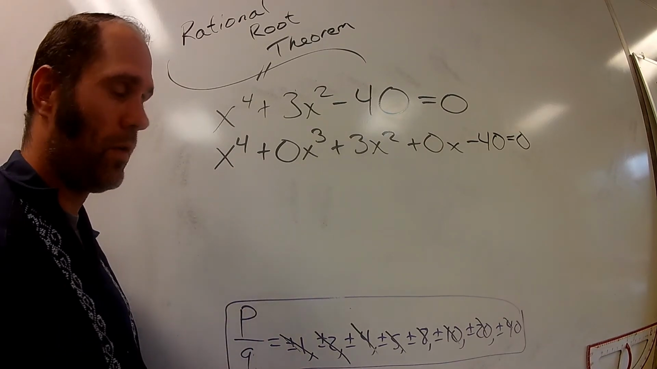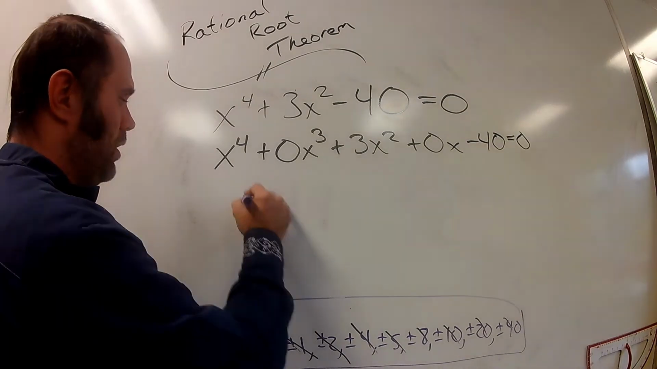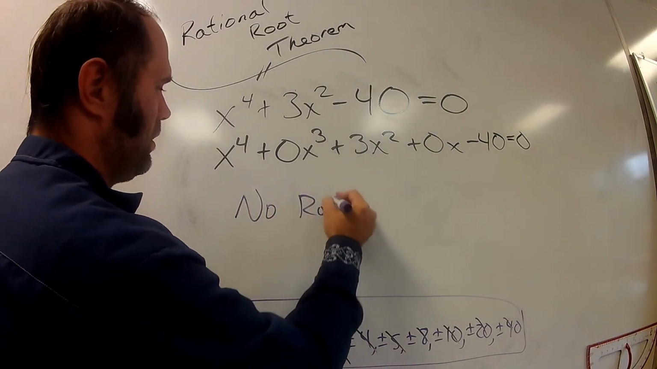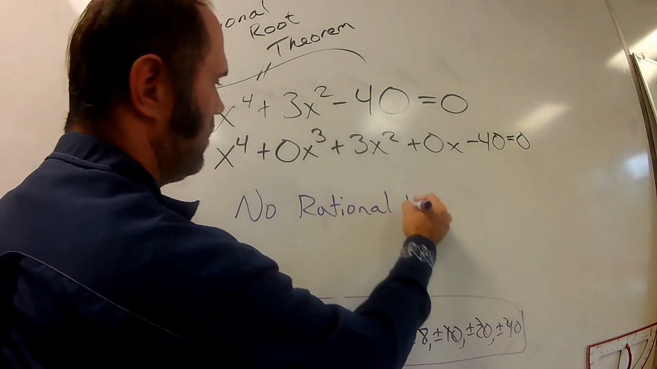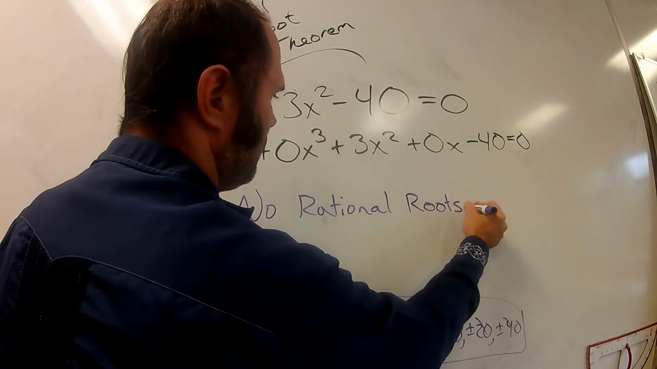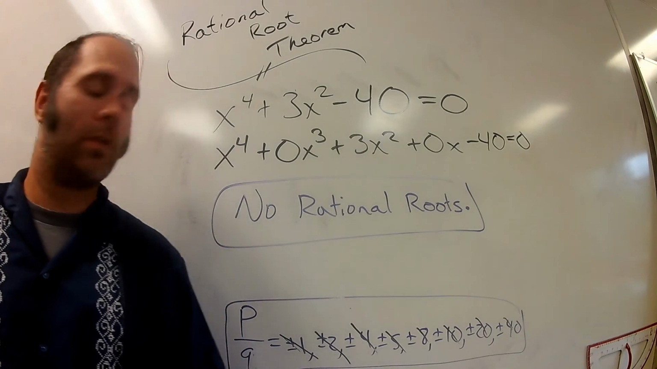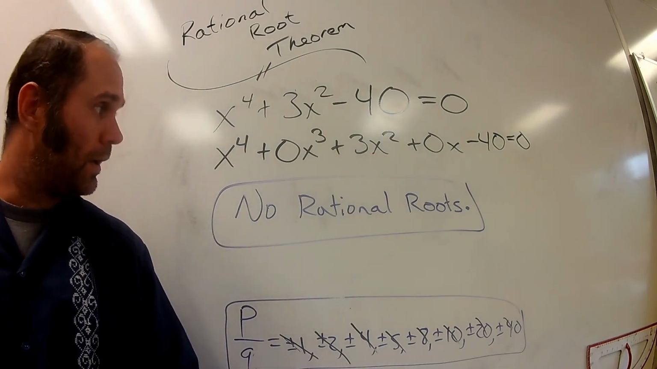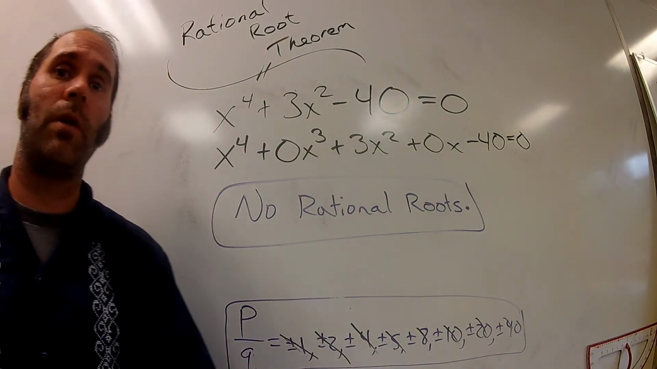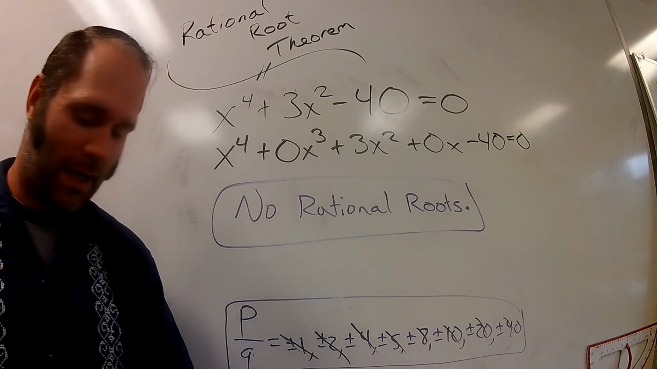If it asked you for the rational roots, you'd say no rational roots. Done. There are no rational roots to this function. So there you go. That is another problem down. Let's do one that actually has rational roots.